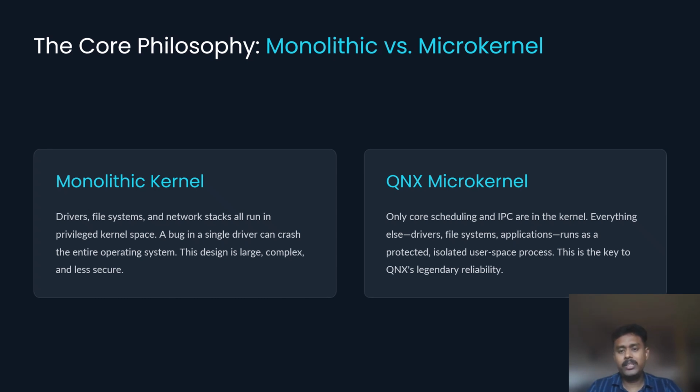Whereas if you see the QNX microkernel, only the scheduling and the IPCs are in the kernel. Other than that, the drivers, file systems, and applications are going to run in their own allotted space. So that is the key difference between the monolithic kernel and the microkernel. That is why QNX has its own reliability.